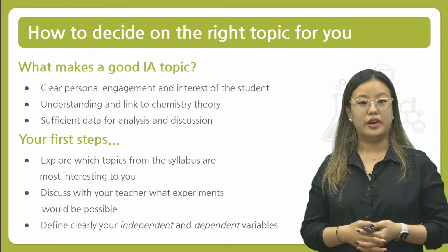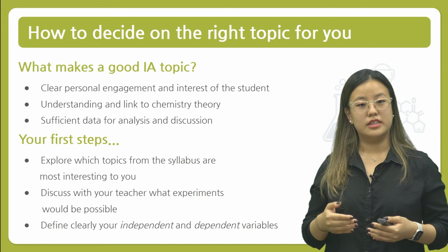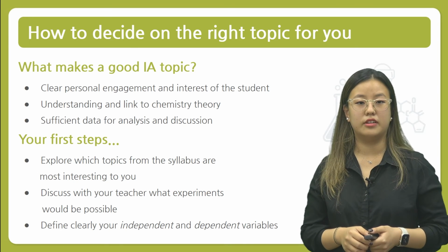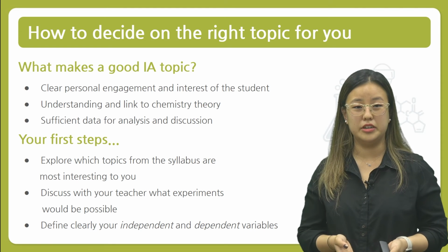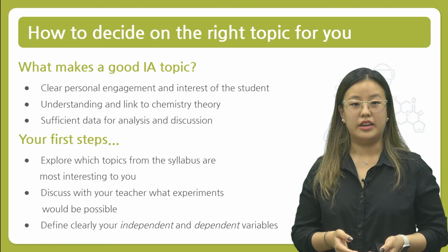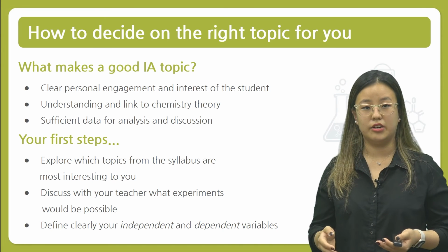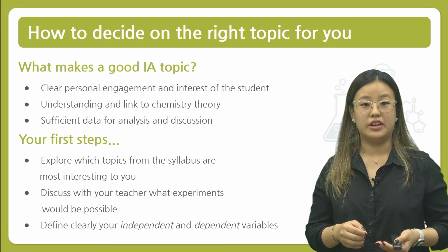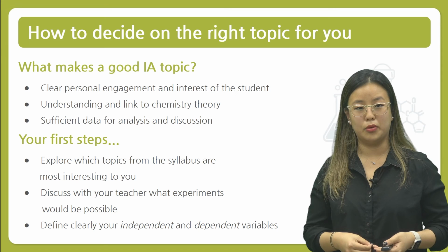But before we end, I want to point out 2 main things. Firstly, what makes a good IA topic? Making sure that you have clear personal engagement and that you're interested in the topic is really important. Understanding your theory and making sure that you link the data to the theory is also very crucial. Finally, having sufficient data to analyze and discuss is really important.